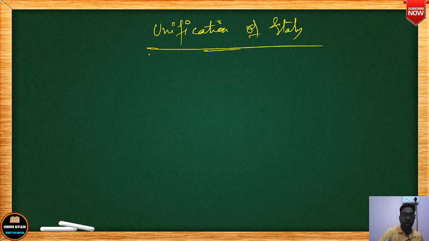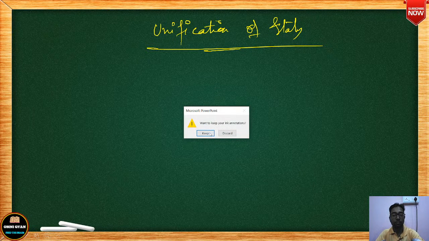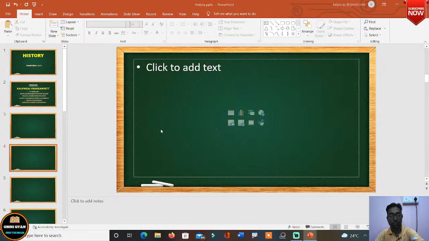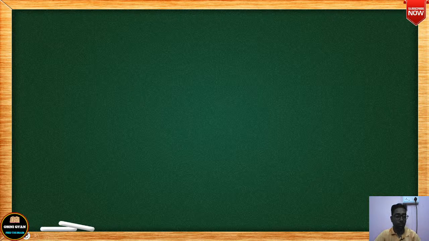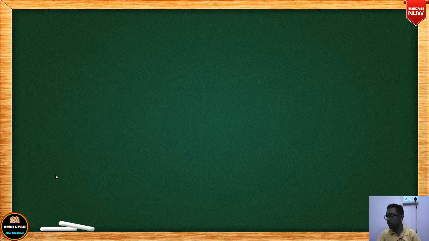Then come to page 18. I'm just skipping. Okay, unification of Italy. Is there any map? Map pointing is quite easy. Your teacher must have taught you symbols, right? So unification of Italy you study with.